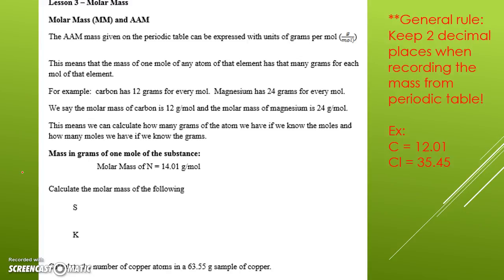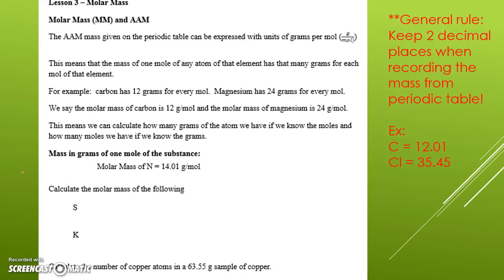So we can calculate how many grams of the atom we have if we know the moles, and how many moles if we know the grams. The molar mass is the mass in grams of 1 mole of the substance. For example, the molar mass of nitrogen is 14.01 grams per mole. We need to calculate the molar mass of the following. These two are pretty straightforward since you just get them off the periodic table. If you looked at the periodic table, you would find that the molar mass for sulfur is 32.01.